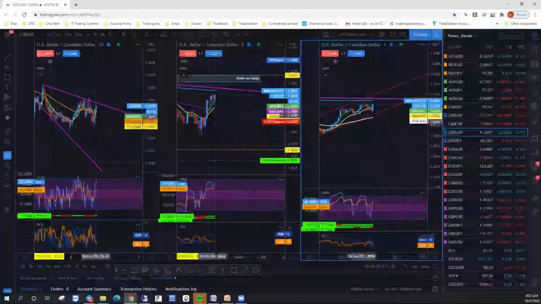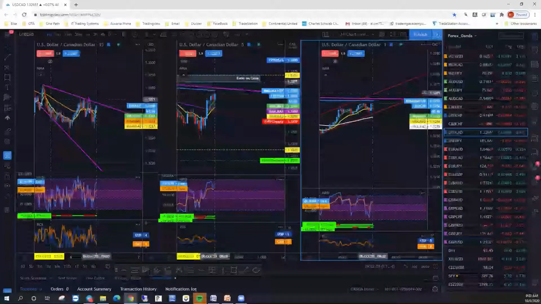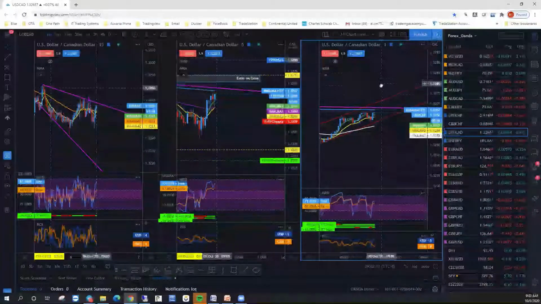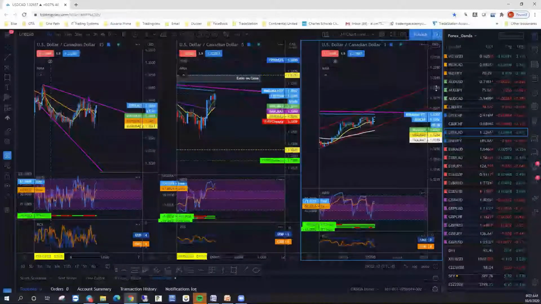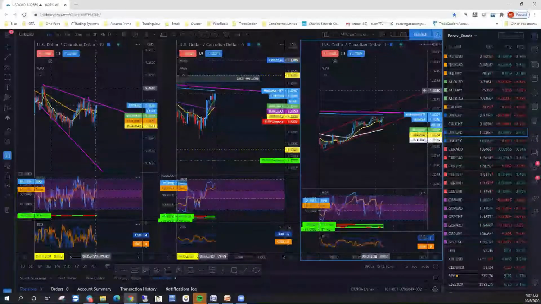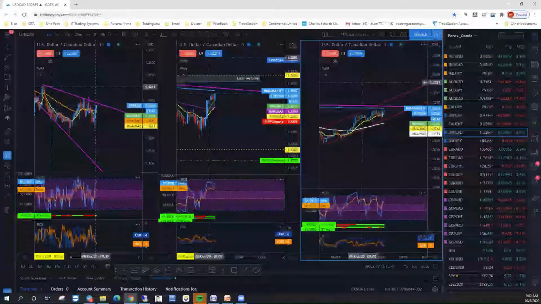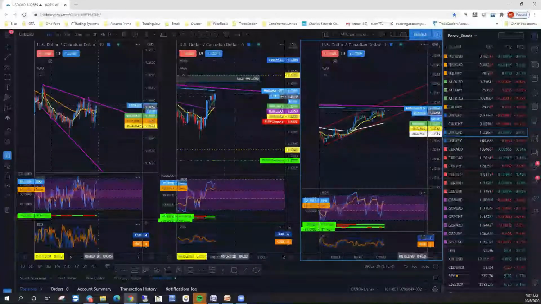We're looking for a bounce off the 62. If it slices and closes above, I am exiting all my trades. Then I'm going to go revisit why that trade failed.